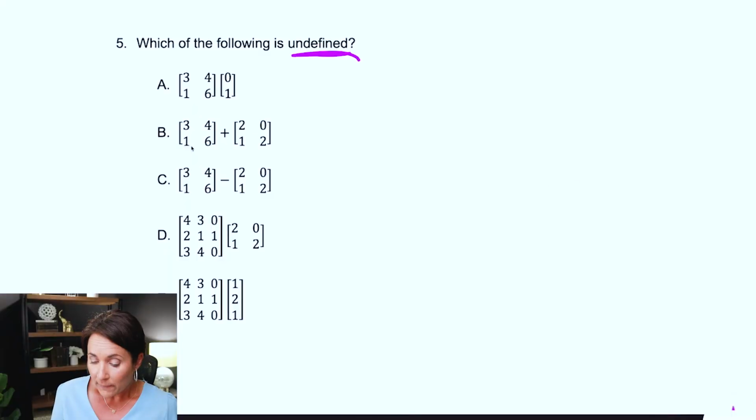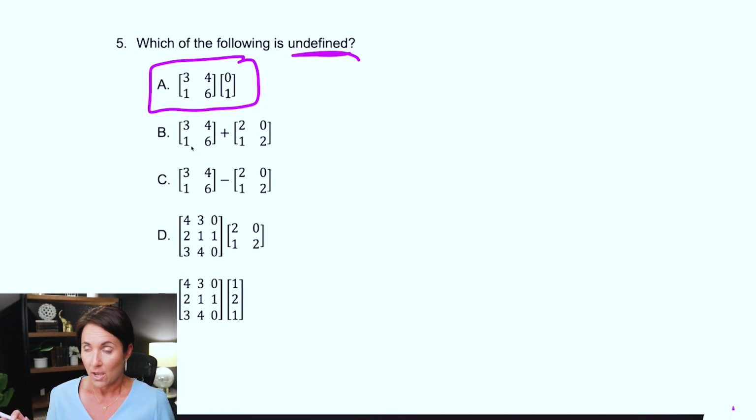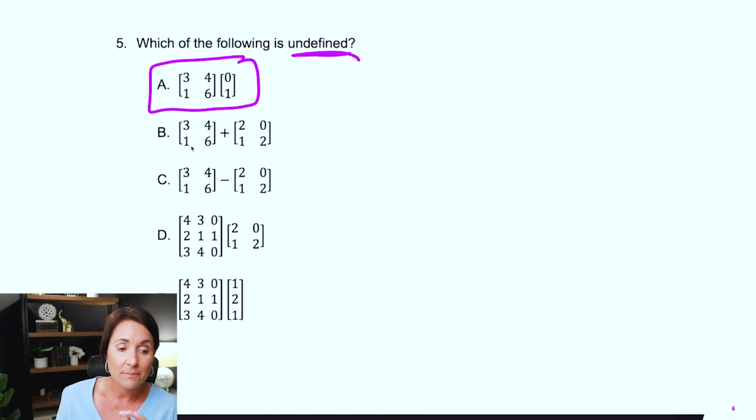First of all, we multiply matrices a little bit of a different way than we do normal numbers. But the way it has to be in terms of matrix is you have to have the same number of rows in order for it to be defined, in order for it to be possible when we're talking about multiplication. So let's take a look at A.